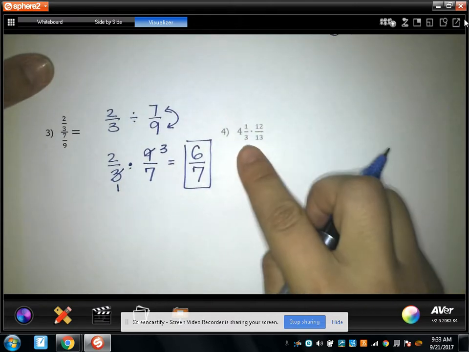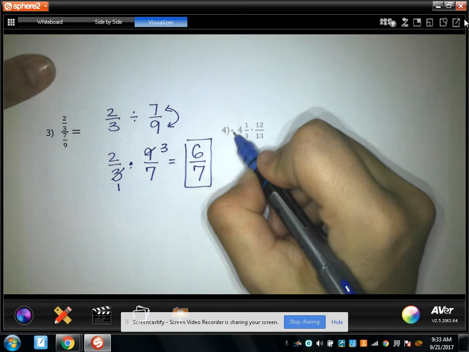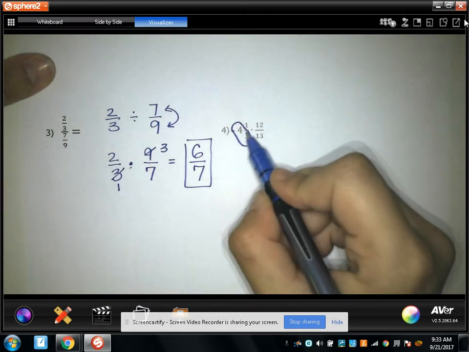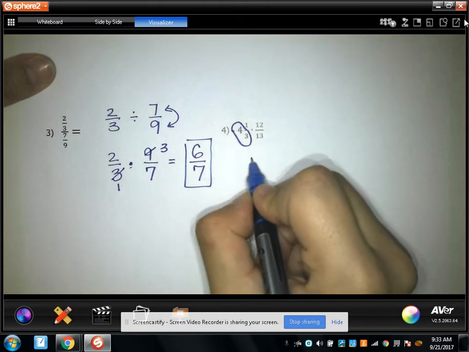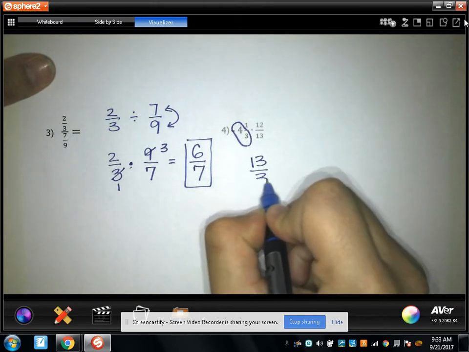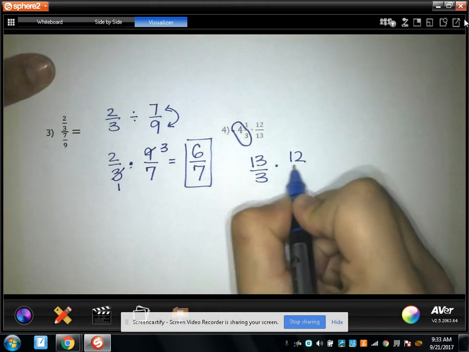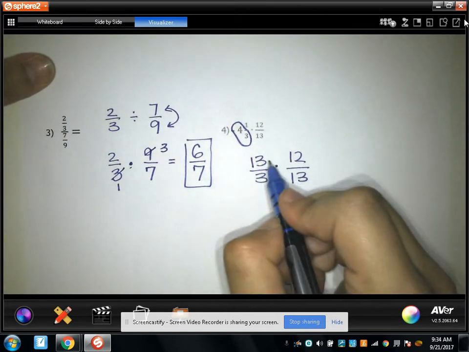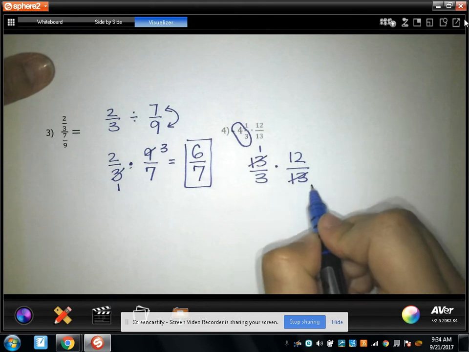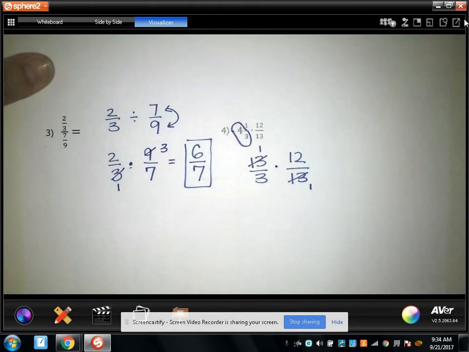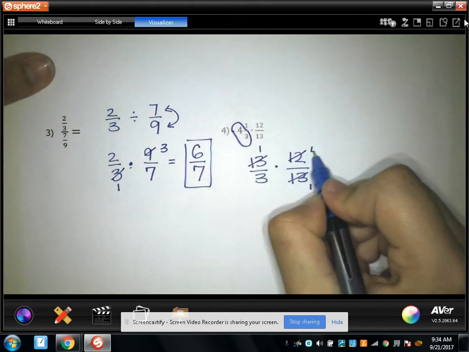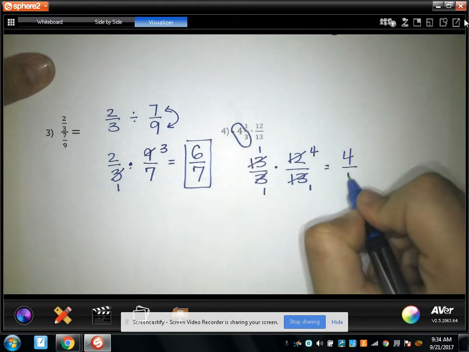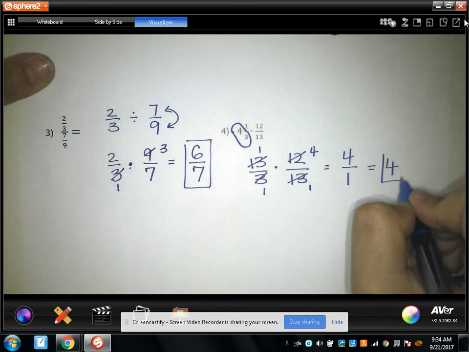When you have a mixed number, please make it into an improper fraction. So 4 times 3 is 12. 12 plus 1 is 13. So this is really 13 over 3 times 12 over 13. I can simplify this because 13 I can divide by 13, and 13 I can divide by 13. 12 I can divide by 3, and 3 I can divide by 3. So my answer here is really 4 over 1, or just 4.